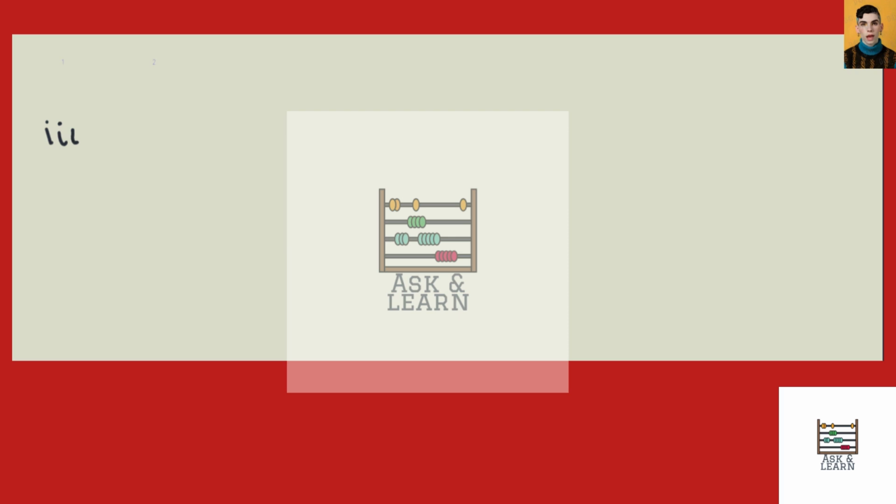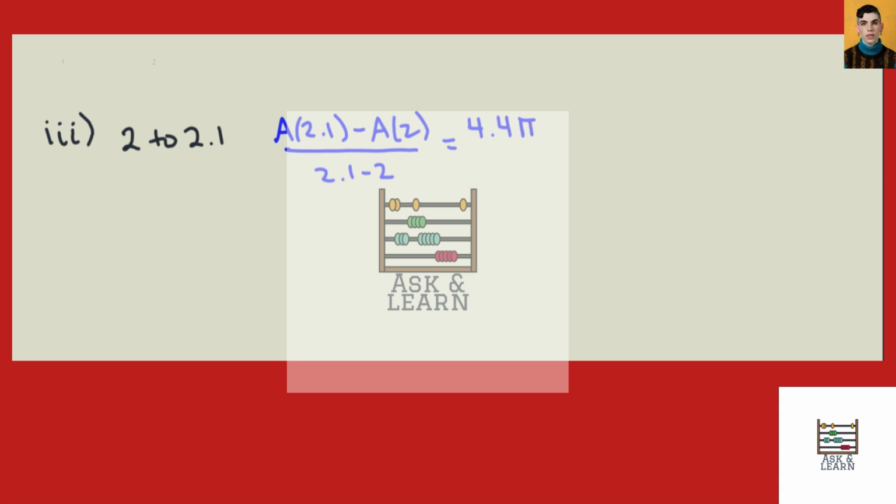We're going through that process one more time, and the radius is changing from 2 to 2.1. So we have the area for a radius of 2.1 minus the area for a radius of 2, over 2.1 minus 2. That gives us 4.41 pi minus 4 pi over 0.1, and that works out to be 4.1 pi.